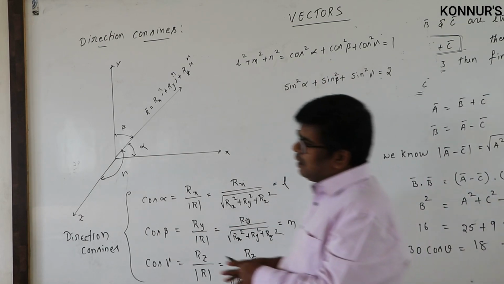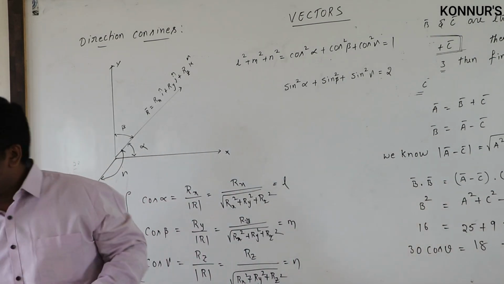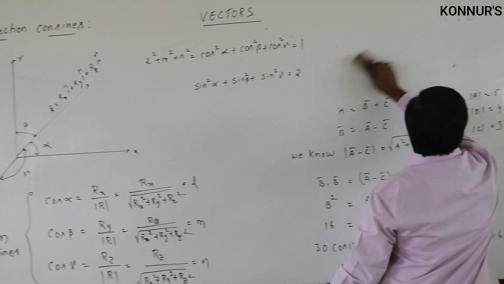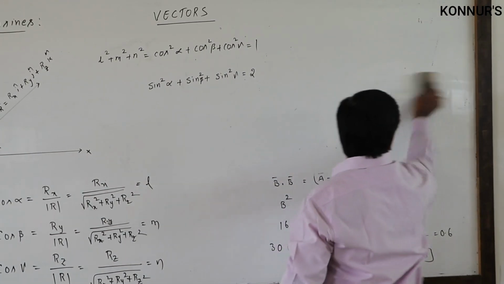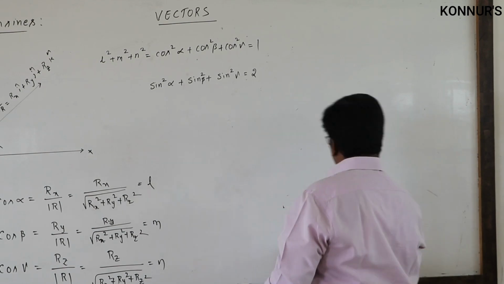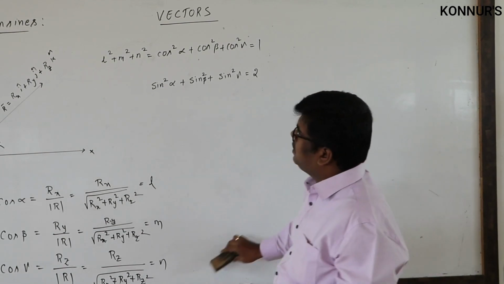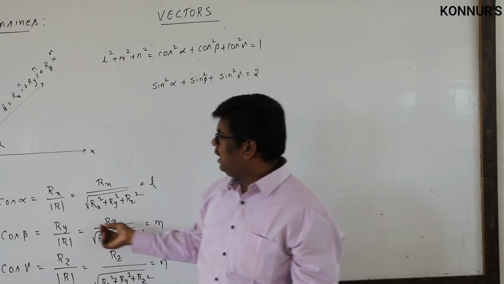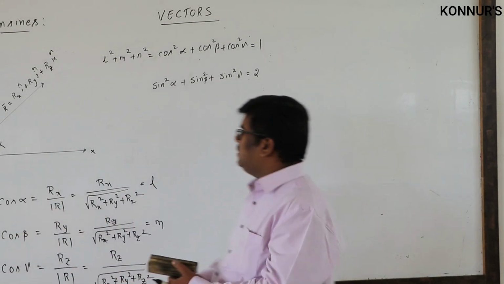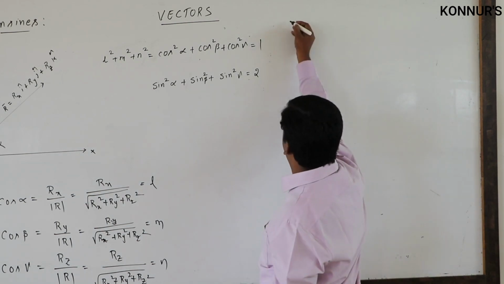So what are the cases here? What kind of question they may ask is simple. If you take a normal vector and they directly ask for the direction cosines, what you do is determine cos alpha, cos beta and cos gamma, that's it. So an example will be discussed.